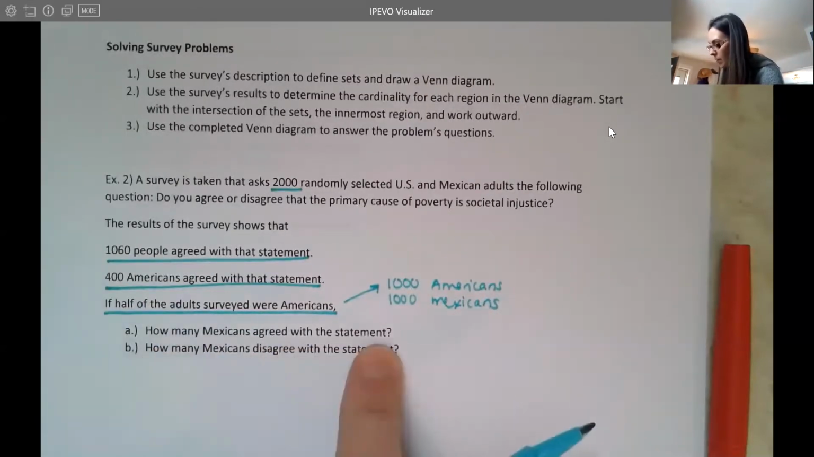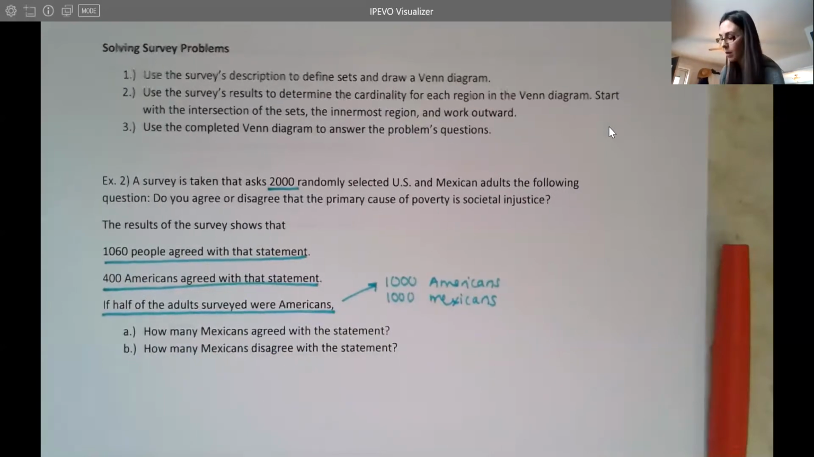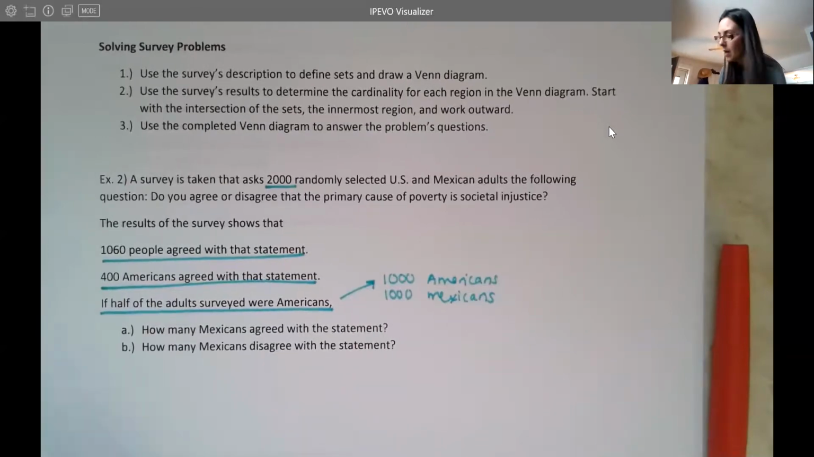How many Mexicans agree with the statement? How many Mexicans disagree with the statement? So we have two questions to answer. And I would guess that probably most of you could figure this out without doing a Venn diagram. So if you did a little bit of playing around, you probably could figure it out. But we're going to do a Venn diagram here to see how that works.